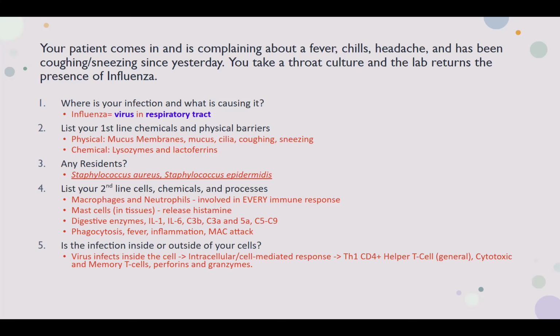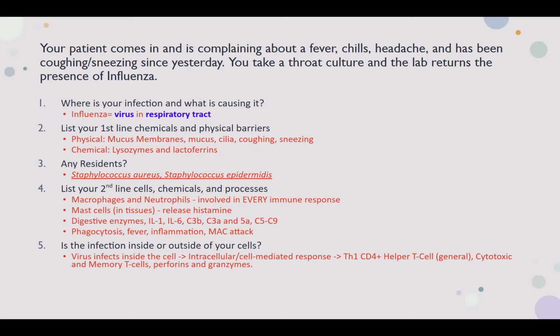Question number 3, what are your residents in this area? You can select something like Staph aureus, Staph epidermidis. You could also have things like Streptococcus pneumoniae or Corynebacterium. Again, pick two that you're going to remember just in case you get asked this question.